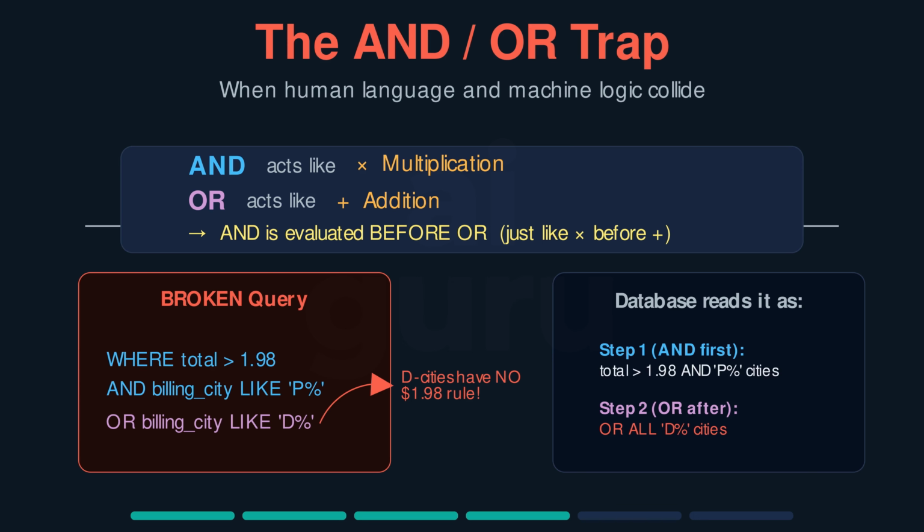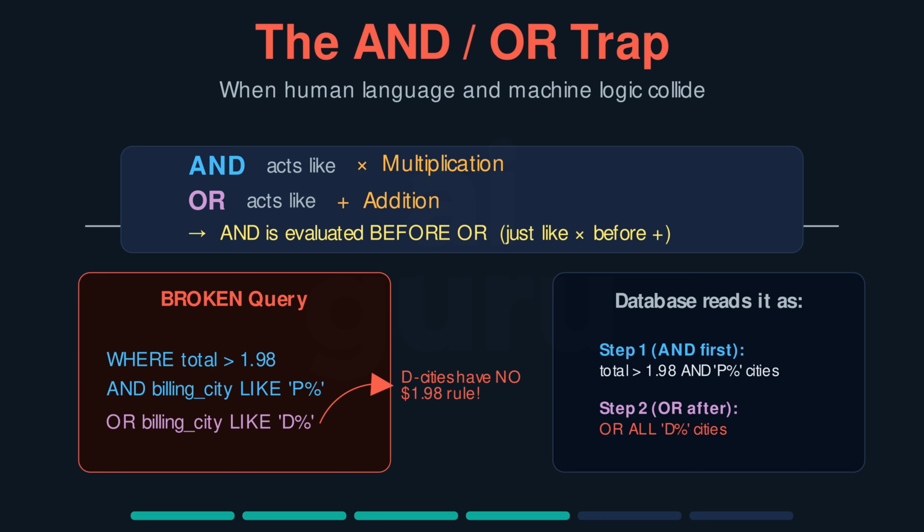Think back to middle school algebra, BEDMAS or PEMDAS, the order of operations. Oh wow, parentheses, exponents, multiplication, division, addition, subtraction. Exactly. SQL treats the AND operator like multiplication, and it treats the OR operator like addition. According to the rules of math, multiplication always happens before addition. So the database engine reads your query and forcefully groups the AND section together first.